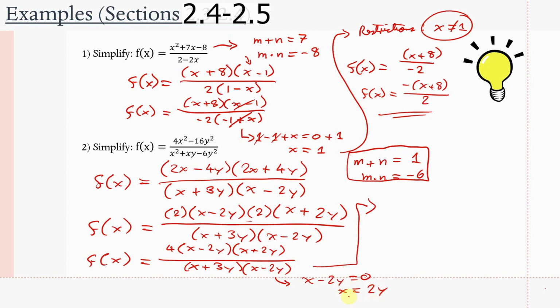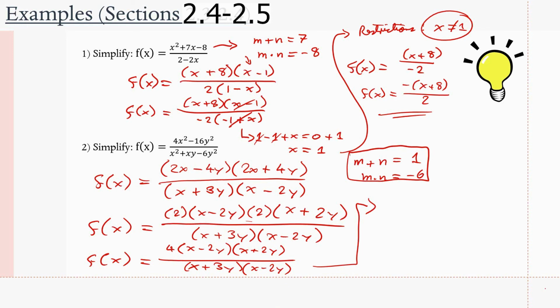Like this could also be y equals, if you divide each side by 2, x over 2. The restriction is y cannot equal x over 2. So we can get the restrictions in terms of variables, but not in terms of numerical values. So we'll just leave that for this question.